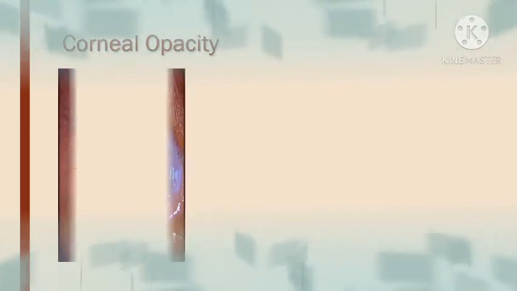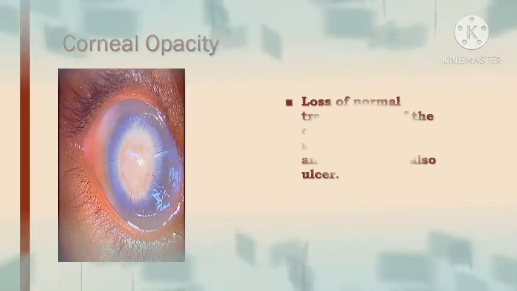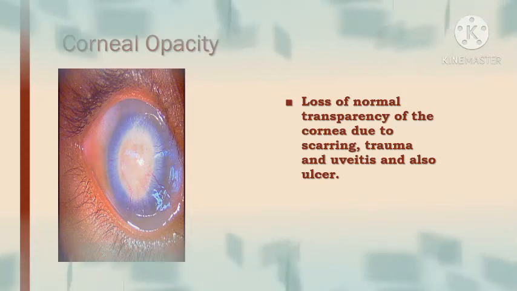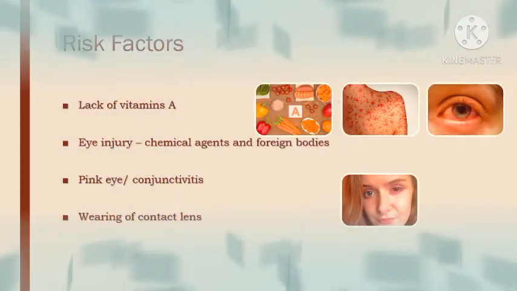Let's talk about corneal opacity. What is corneal opacity? Corneal opacity is a loss of normal transparency of the cornea due to scarring, trauma, uveitis, and also aging. The cornea is a clear dome-shaped area that covers the front of the eye.